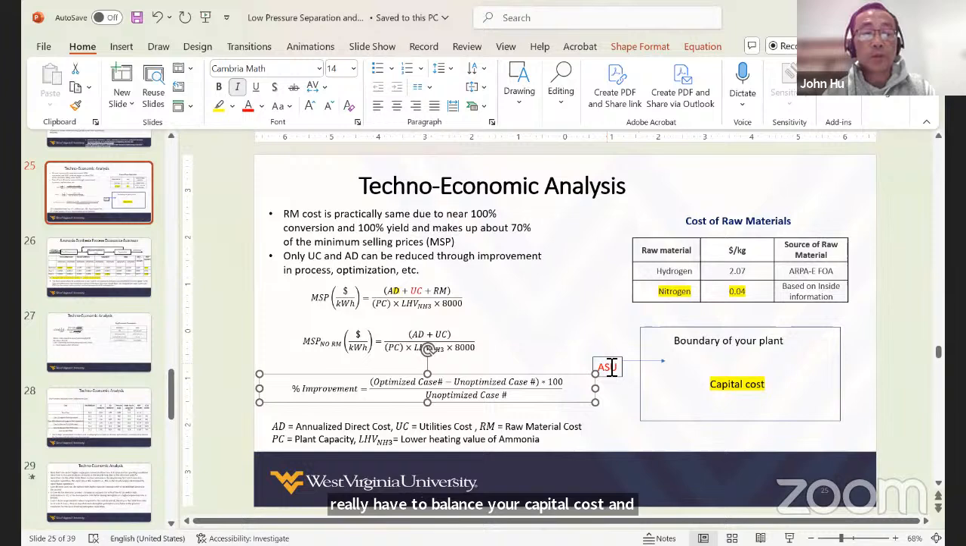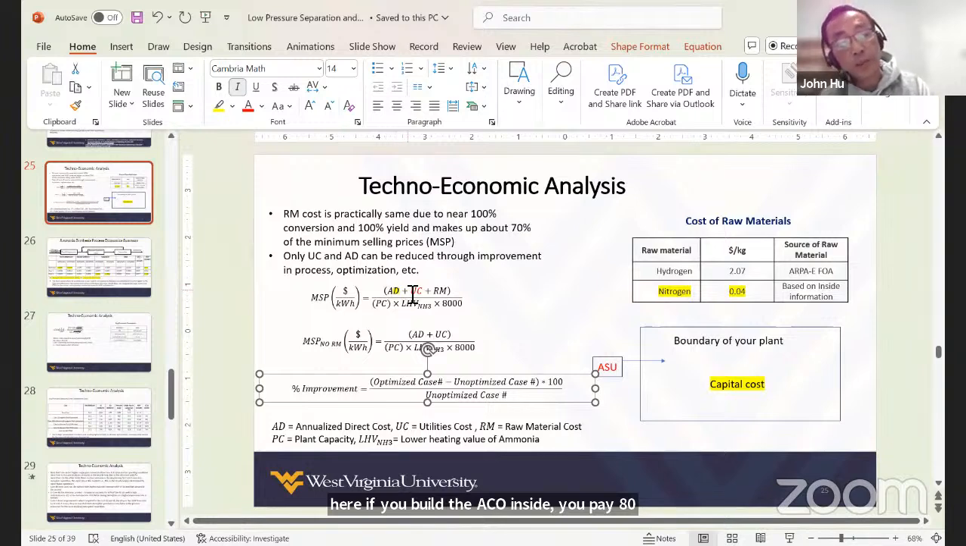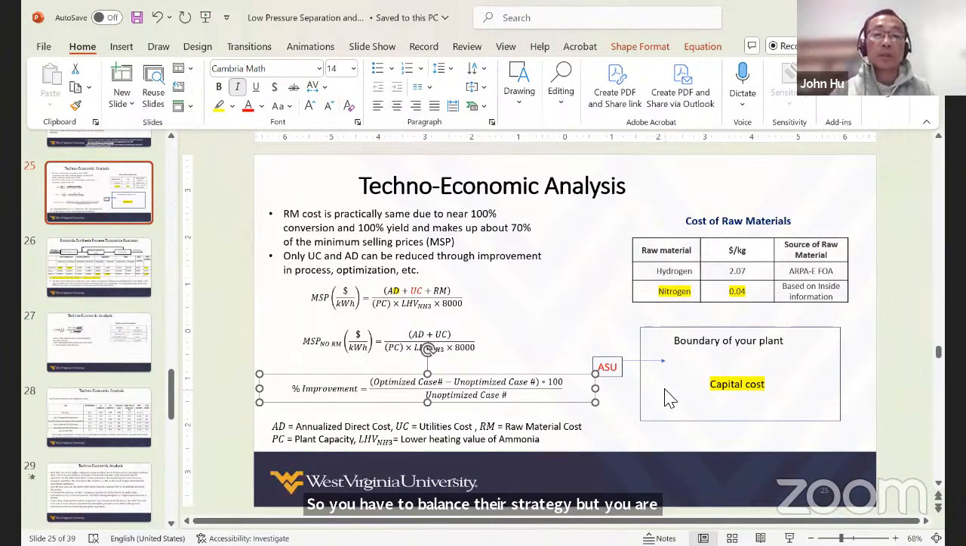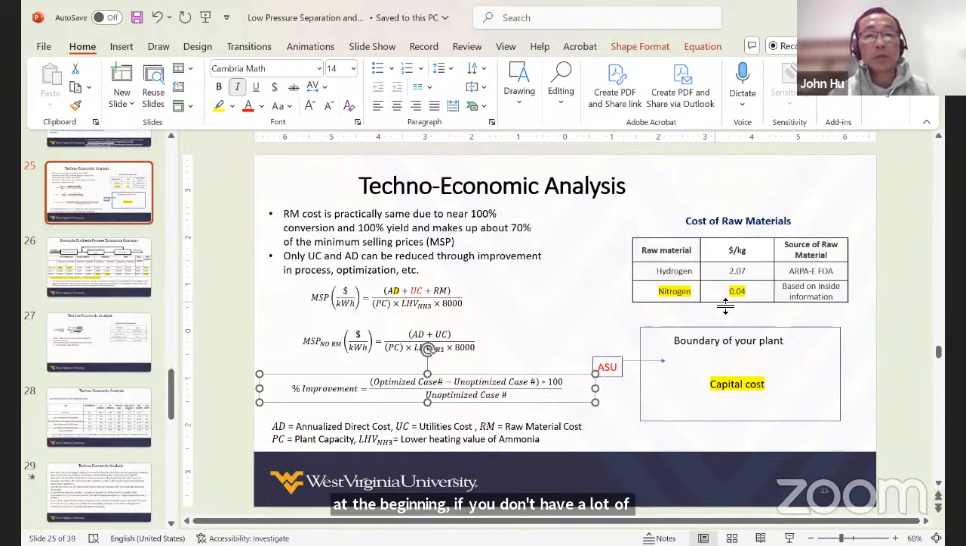Here, if you build the ASU inside, you pay AD, and if you move it outside, you don't pay AD, but you pay the utility cost. So you have to balance the strategy, but you are not going to save money. That means at the beginning, if you don't have a lot of money, you have other people build it, and slowly over 20 years, you pay operating costs.